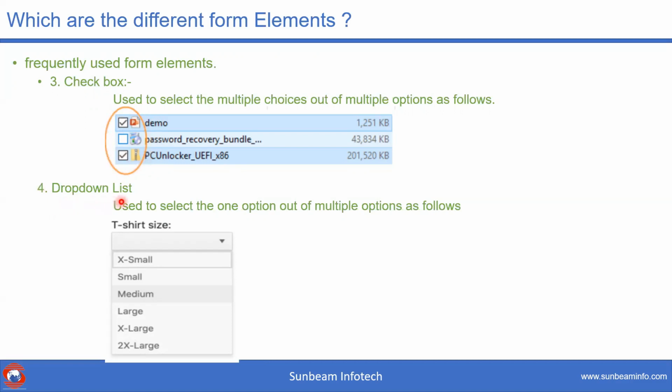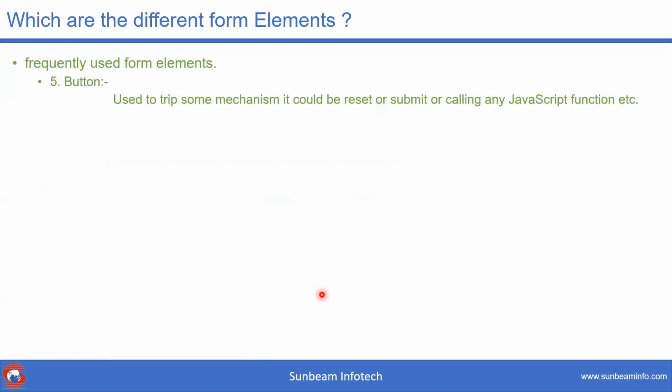The drop-down list is used to select one option out of multiple options, as follows. Again, let's say, the t-shirt scenario. So here we can select one element out of the given choices. Which are the different form elements under that? Again, we are going to see the button, used to trigger some mechanism. It could be reset or submit or calling any JavaScript, etc.